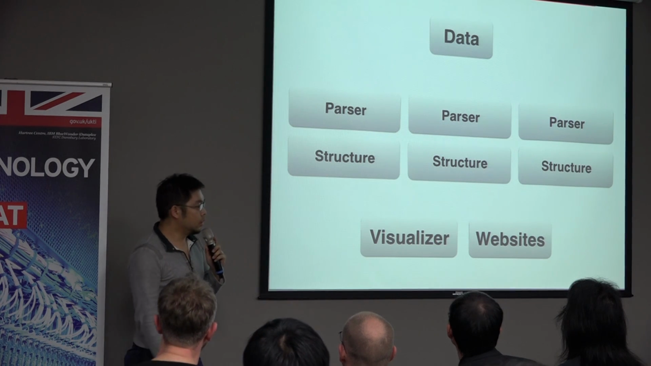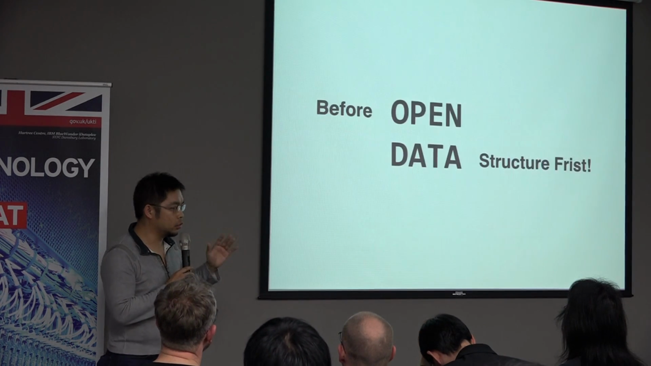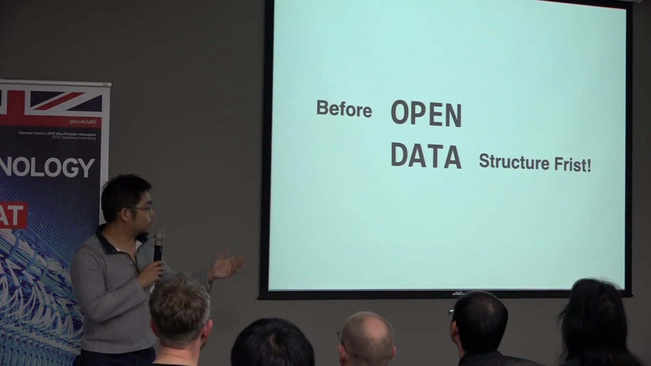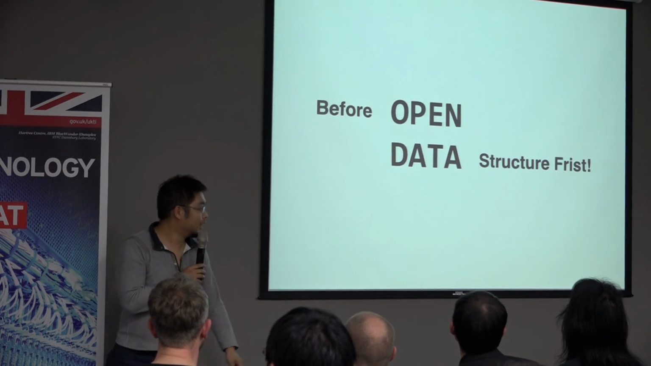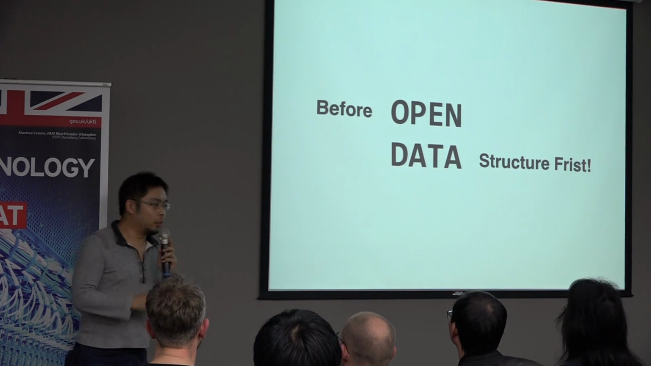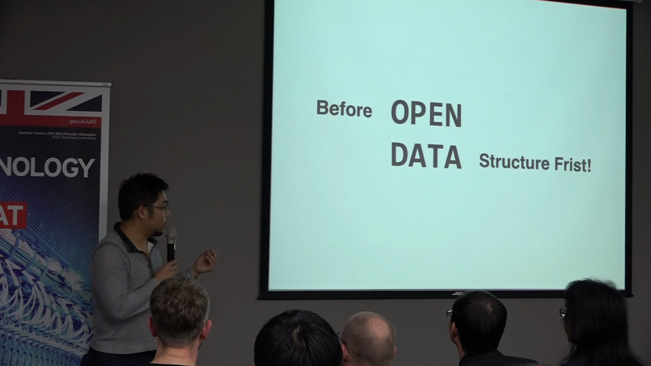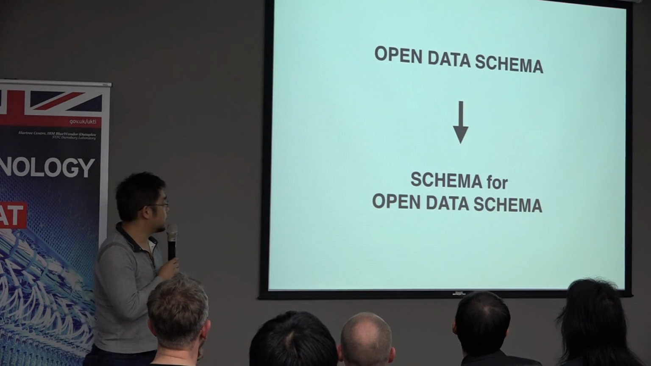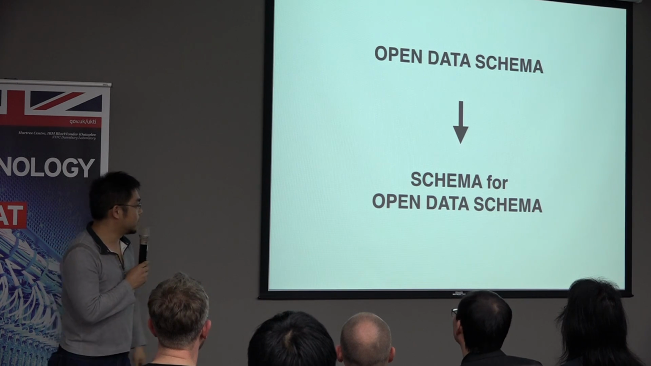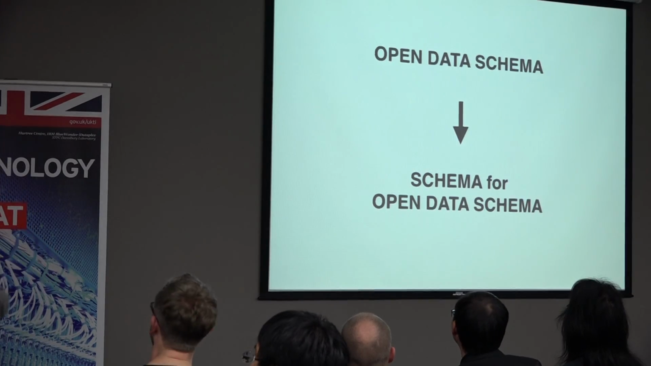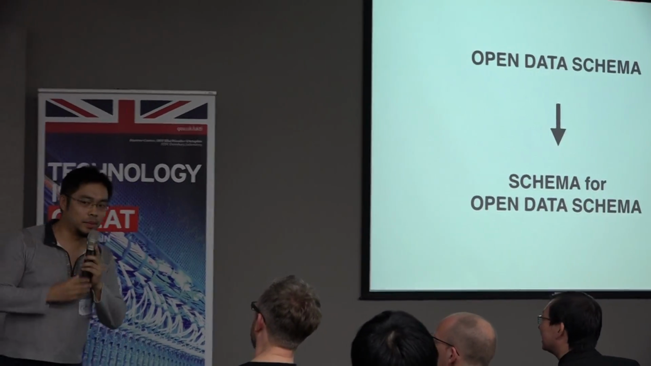Okay, so I think before we open data, we have to open the data structure first. And before we open the data structure, we also have to find a good schema for it. Before we open the data schema, we have to open the schema for the open data schema. Otherwise, our government officers don't know how to do the open data stuff. Okay, that's my talk. Thank you.